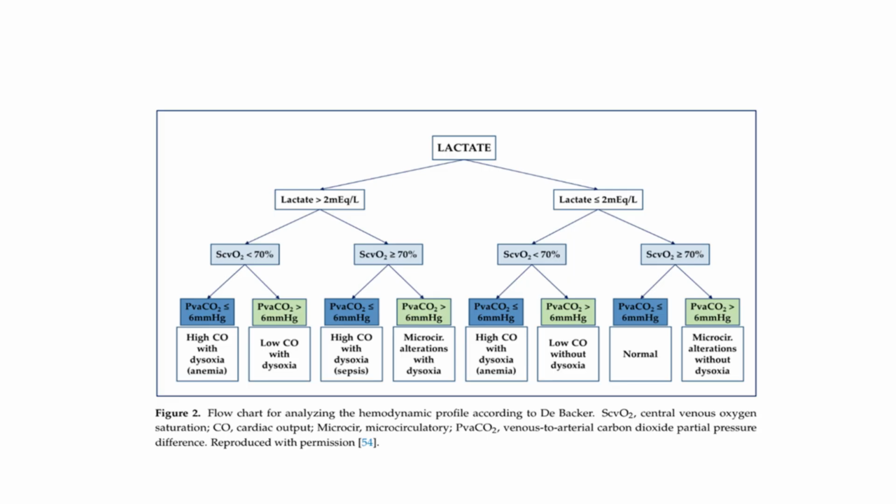Third, when ScvO₂ is high but PvaCO₂ is elevated, oxygen appears available, but blood flow at the microcirculatory level is impaired. This pattern suggests microcirculatory dysfunction or hemodynamic incoherence, commonly seen in sepsis or excessive vasoconstriction. Finally, when both ScvO₂ and PvaCO₂ are normal, yet lactate remains elevated, this raises suspicion for mitochondrial dysfunction, where oxygen is delivered but cannot be effectively utilized by the cells.